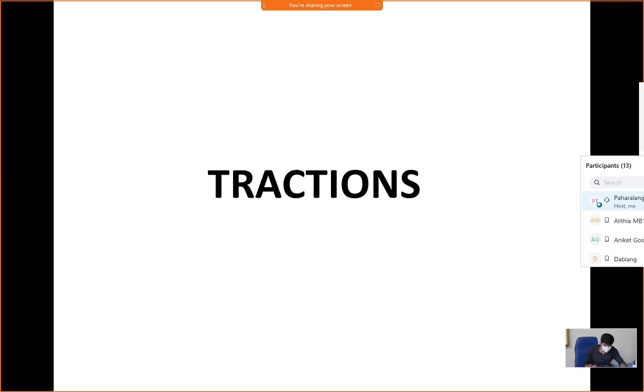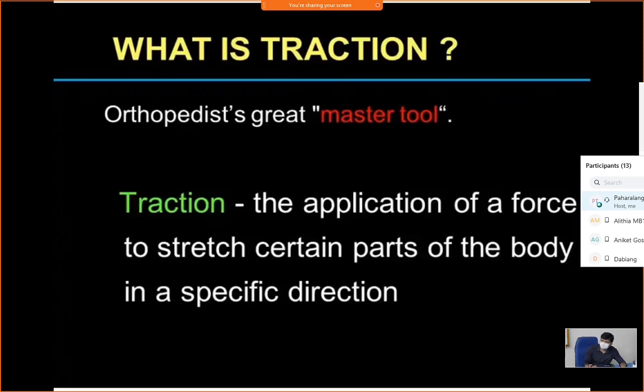This is all about the spleen. Now we will go for the tractions. In traction, there are mainly two types of traction. One is skin traction, one is skeletal traction, and I will discuss the skin traction first. After that, we will go for skeletal traction.